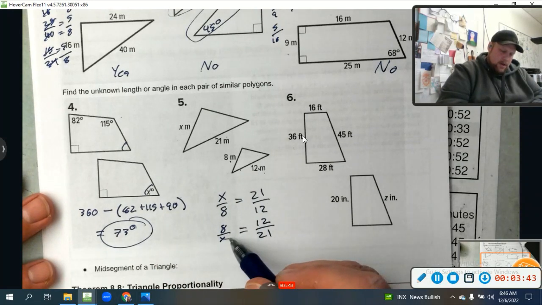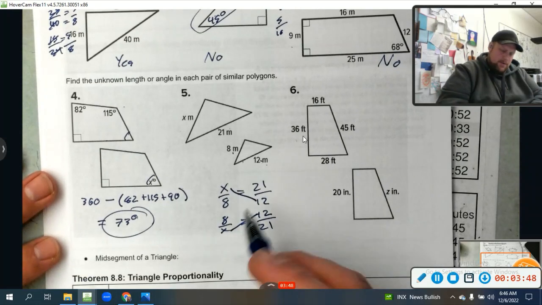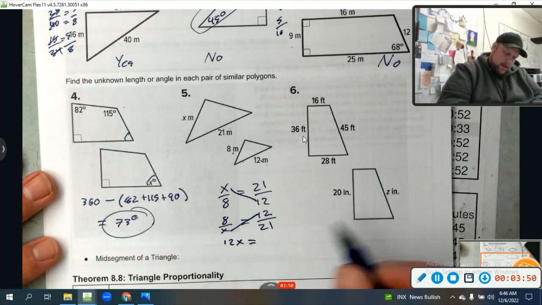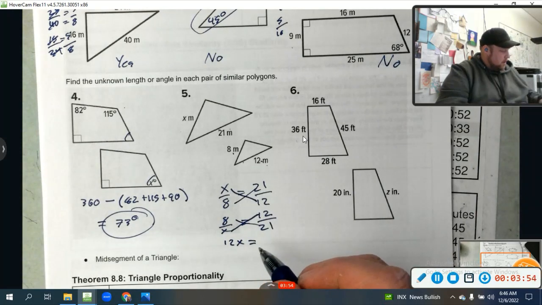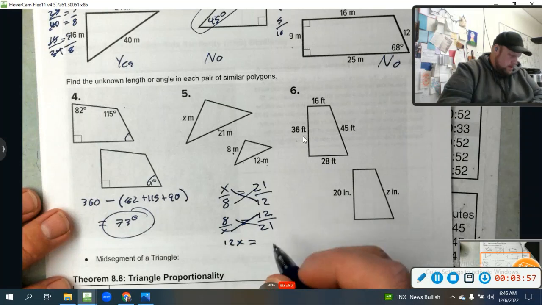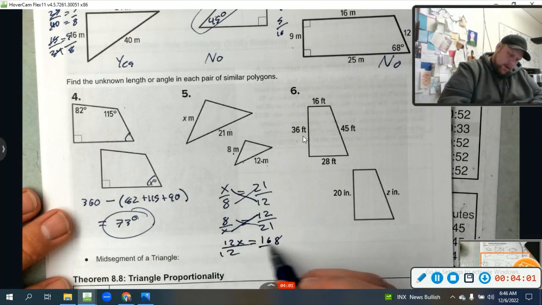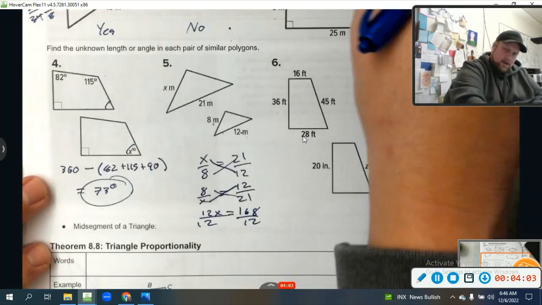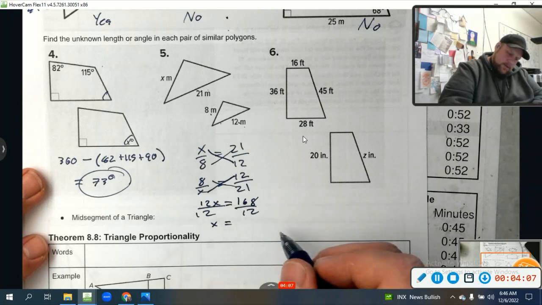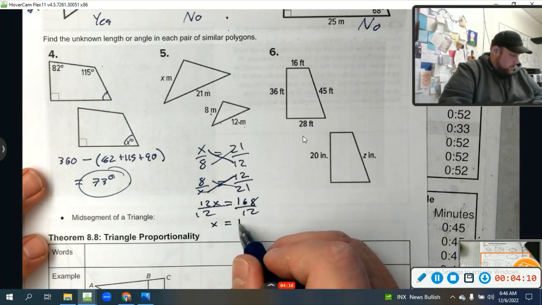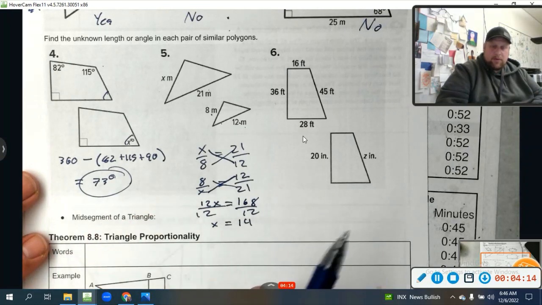But watch, the first move I'm going to do is 12 times x. It's the same no matter how it's set up. So it's going to be 12x equals 8 times 21, and 8 times 21 is 168. Divide both sides by 12, and we get that x equals 14.